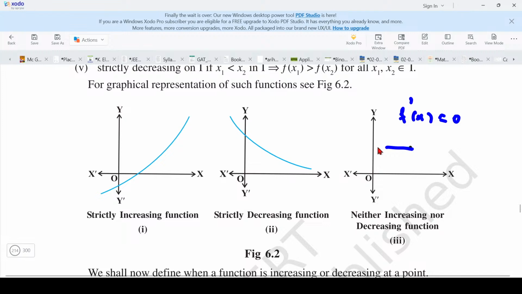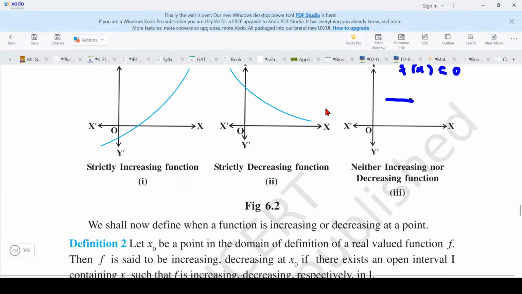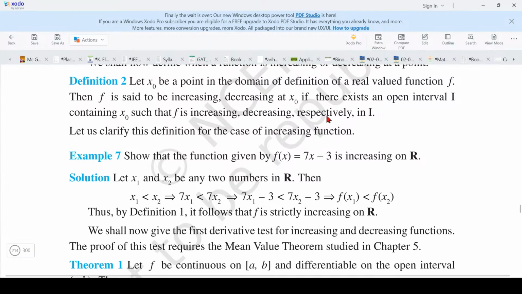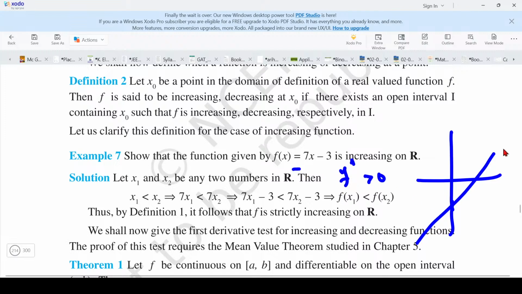f dash x equals 0 means slope equals 0. It is neither increasing nor decreasing. For example, this is a straight line. What is the straight line? 7x minus 3. The slope is 7, like mx plus c. Because f dash is greater than 0, obviously this is an increasing function.